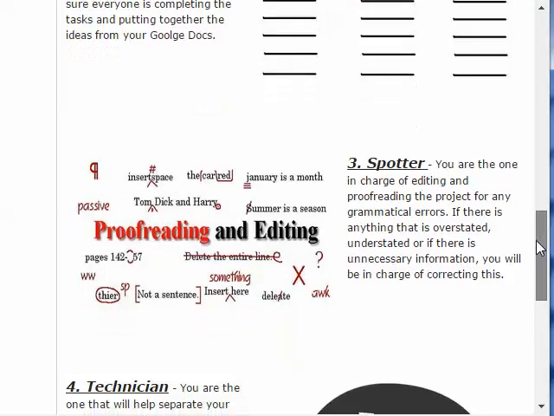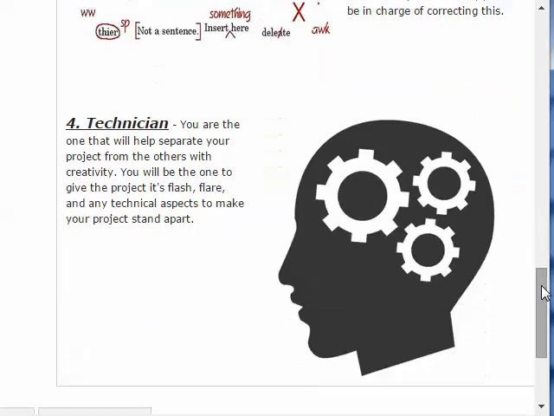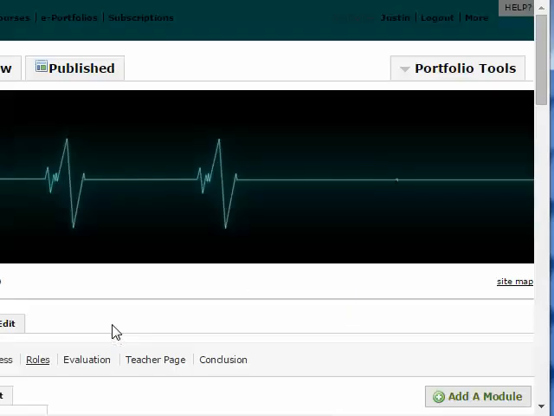The spotter is the one in charge of doing all of the editing and proofreading of the project, looking for any grammatical errors, making sure that nothing's overstated or understated, and that they have all the information that they need in order to make sure that their project looks good. The technician is exactly that. He or she is going to be the one to show everybody how the presentation is, and how they can make it their own. And also, I really want them to use a lot more technology rather than just basic skills. So whatever they could do to separate themselves from the next group.